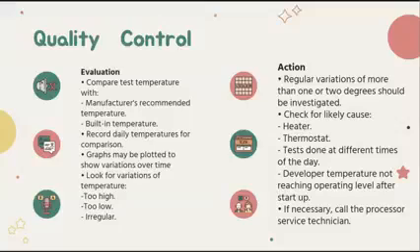Record daily temperatures for comparison, and graphs may be plotted to show variations over time. So for the variations, look for variations of temperature if it's too high, too low, or irregular, because dapat consistent yan siya. Okay, so if ever na 36 degrees Fahrenheit for example, ang temperature of your developer, it must be consistent. Okay, dapat 36 degrees all the time. So action, regular variations of more than 1 or 2 degrees should be investigated.